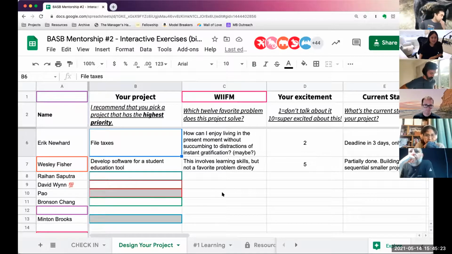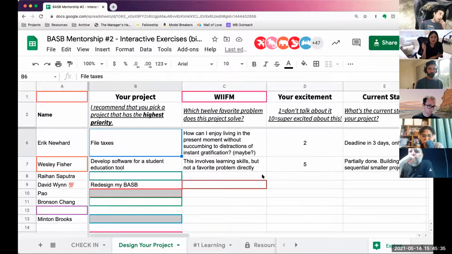Develop software for a student education tool. Yeah, and the other thing is that the more specific you get in a project, the better. And when I say specific, I just mean having an active verb, so you really know what actions you're taking to make what happen.